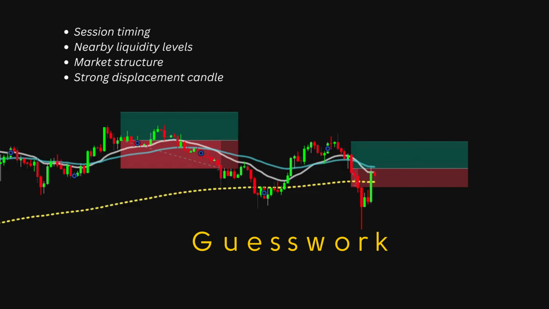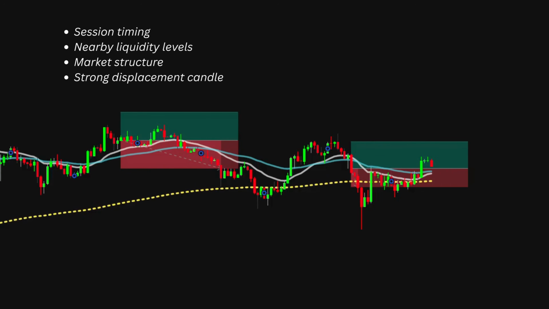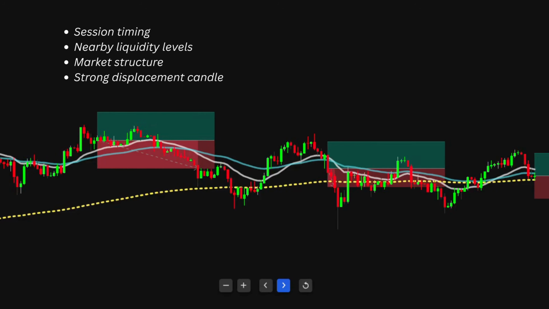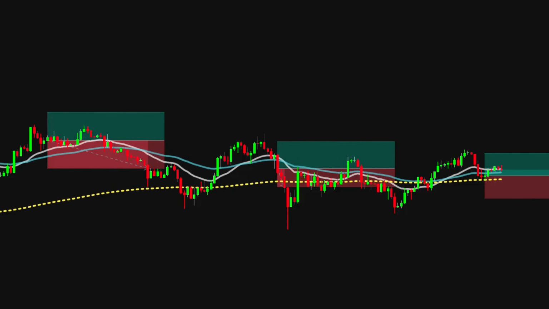The rule is simple. The lower the time frame, the more confirmation you need. This strategy rewards patience on higher time frames and precision on lower ones, but only when time, trend, and momentum are aligned.